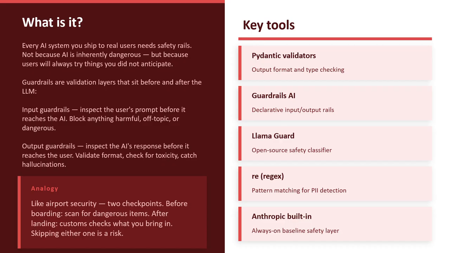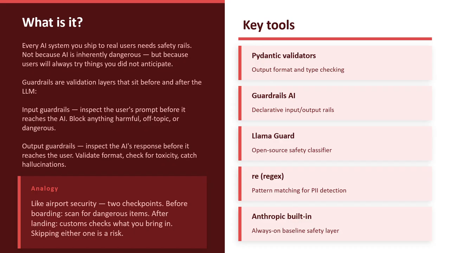Guardrails are validation layers that sit before and after the language model call. Input guardrails inspect the user's prompt before it reaches the AI. They block prompts that contain prompt injection attempts, personally identifiable information, off-topic requests, or jailbreak attempts. If the input fails, the LLM never sees it.